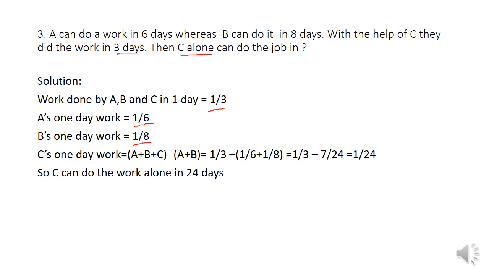So we have to find, firstly, C's 1 day work. C's 1 day work is A plus B plus C's 1 day work minus A plus B's 1 day work, that is equal to 1 by 3 minus of 1 by 6 plus 1 by 8. That is equal to 1 by 3 minus 7 by 24. By solving this, we will get 1 by 24. Here 1 by 24 is C's 1 day work. So C's 1 day work is 1 by 24. Then the time taken by C to complete the work is 24 days.